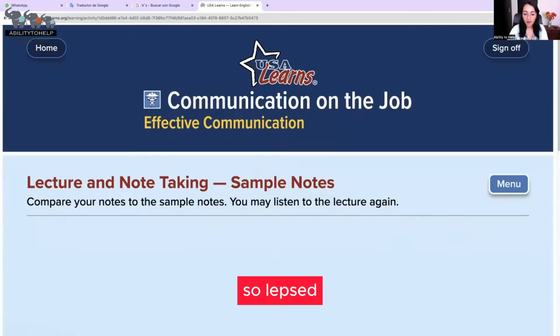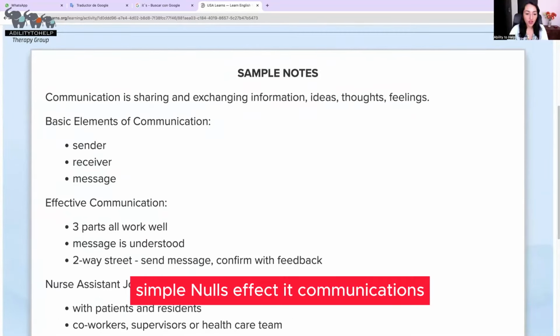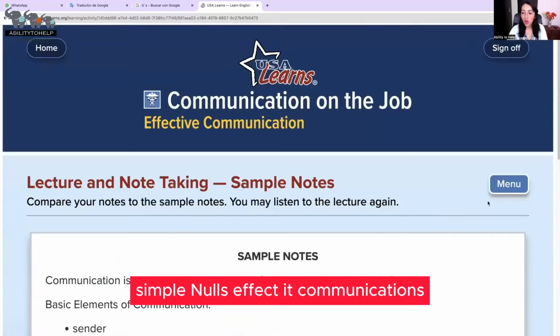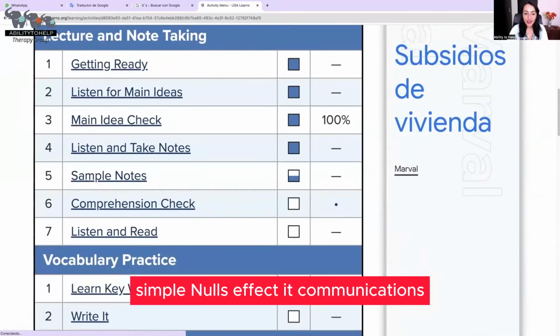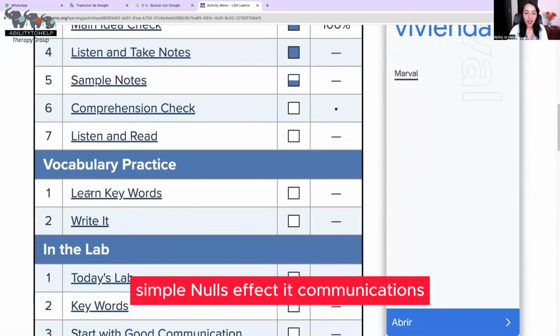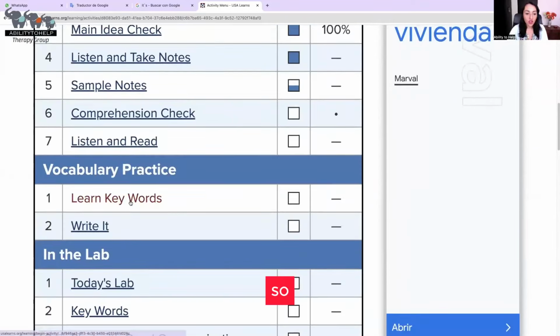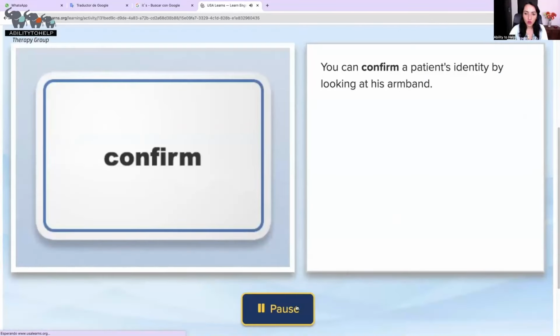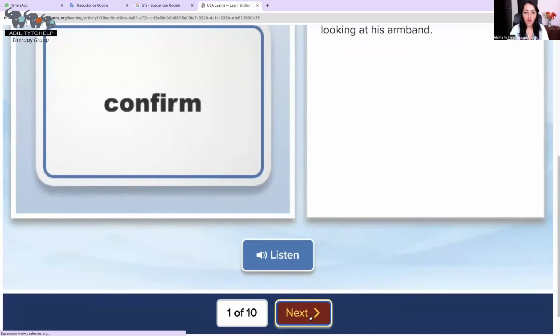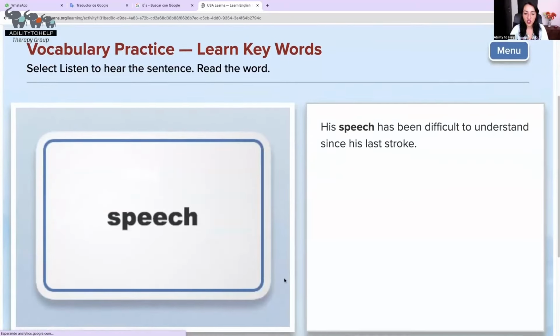So let's see. Simple notes, effective communication. So you have a good exercise to practice this kind of knowledge. So let's see the vocabulary. You can confirm a patient's identity by looking at his armband. Armband. Confirm. Speech. Important one word.